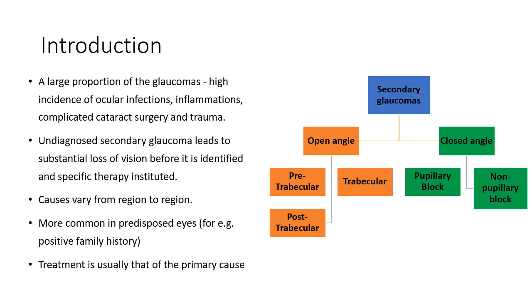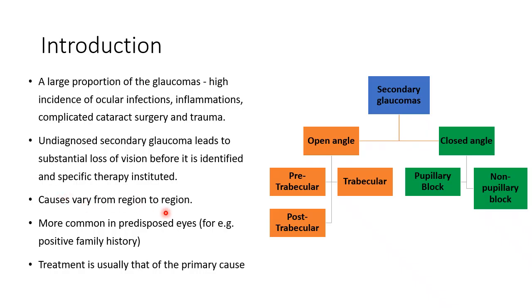So, secondary glaucomas constitute a large proportion of the glaucomas because of the incidence of ocular infections, inflammations, complicated cataract surgeries, not so much, and trauma. Undiagnosed secondary glaucoma leads to substantial loss of vision before it is identified, that is, before its etiology is identified and specific therapy is instituted. So it goes underdiagnosed and untreated.